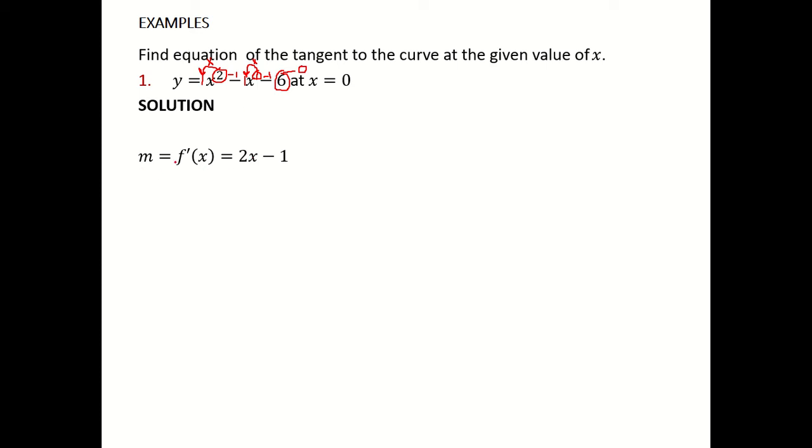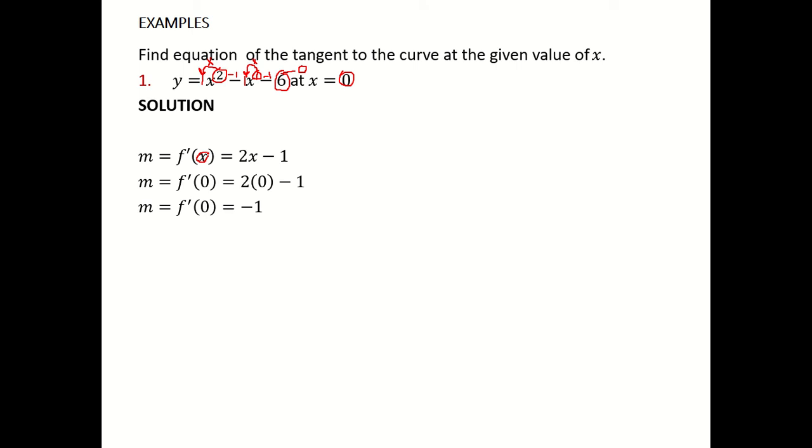Now, for me to find the gradient at a point where there's x, I'm going to substitute the x coordinate of the point into this first derivative. And when I substitute 0, this is what I'm going to get, meaning that the gradient of the tangent at the point is -1.